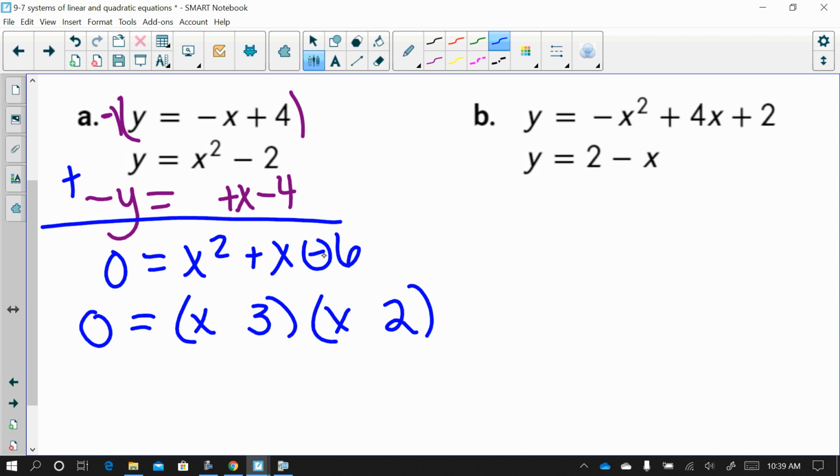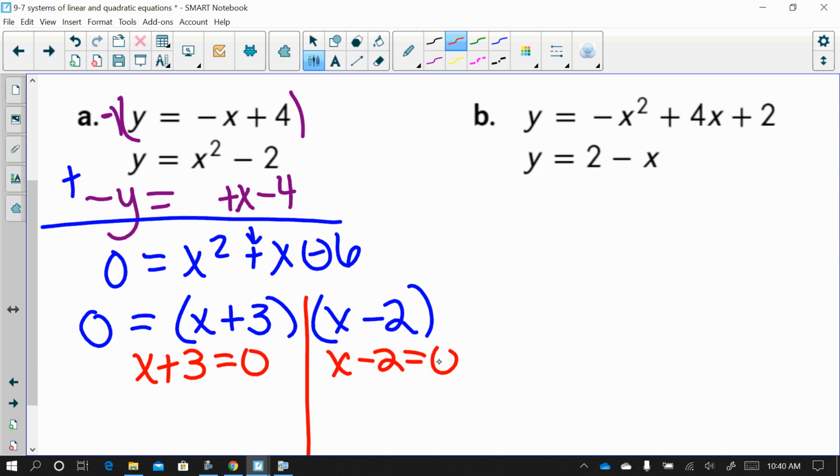This tells me signs are different, and the bigger one gets the plus. So plus 3 minus 2. Again, got to finish solving. I'm going to split it down the middle. X plus 3 equals 0. X minus 2 equals 0. Minus 3, x equals negative 3. Add 2, x equals 2. Remember, I'm not done though. I have to solve for y.